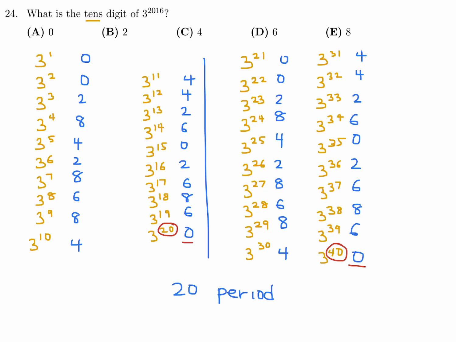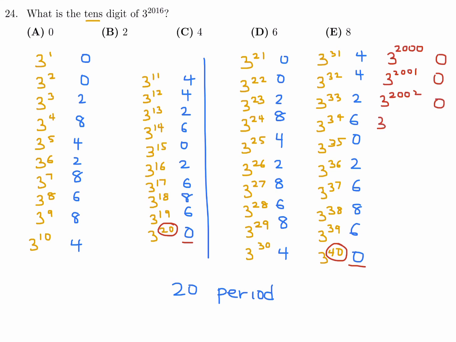So if you had 3 to the power of 2000, that's a multiple of 20, and that tens digit would be 0. So 3 to the power of 2001 would be the next guy, which is this. See what I mean? Then 3 to the power of 2002 would be the next digit, which is this, which is 0.